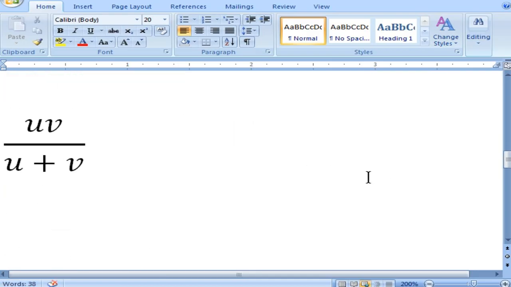Next one is uv divided by u plus v. Here you have no need of any mathematical function, you can straight away write the expression.